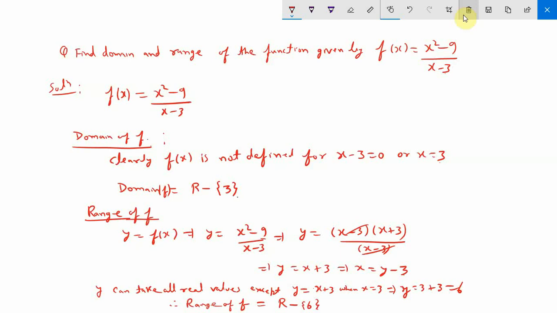Okay friends. So today we have discussed what are real functions, then how to find domain and range of real functions, and then we have discussed problems based on domain and range of real functions.